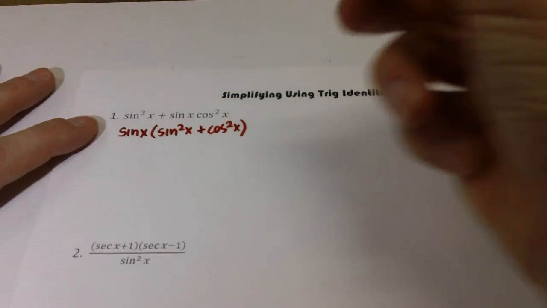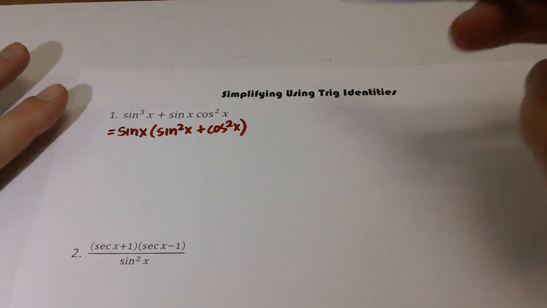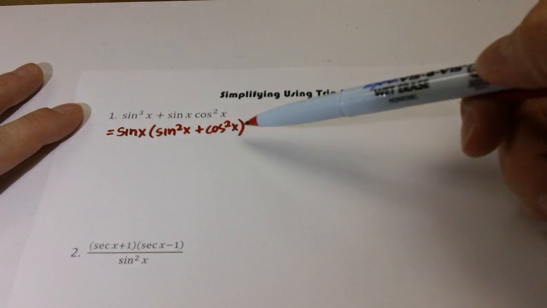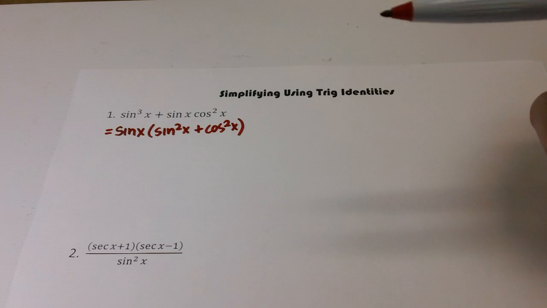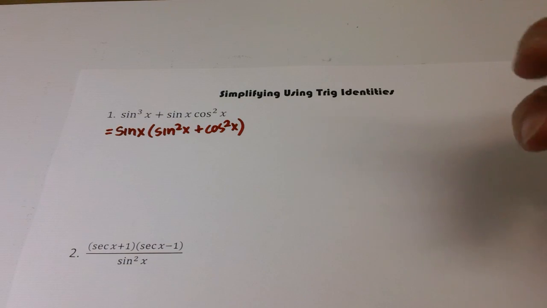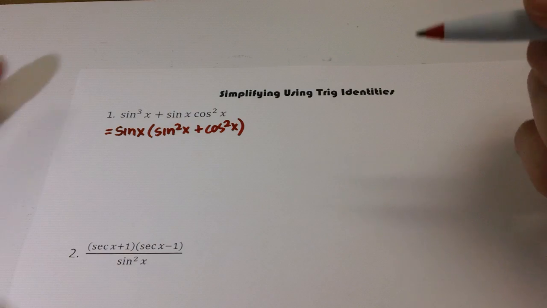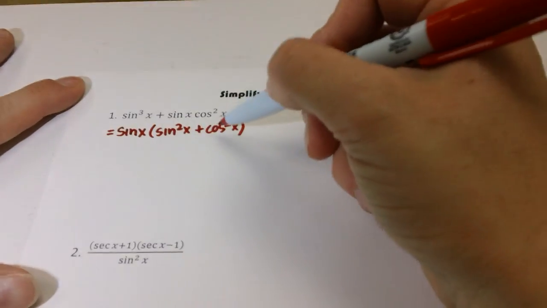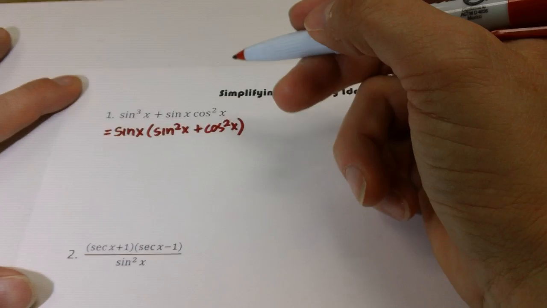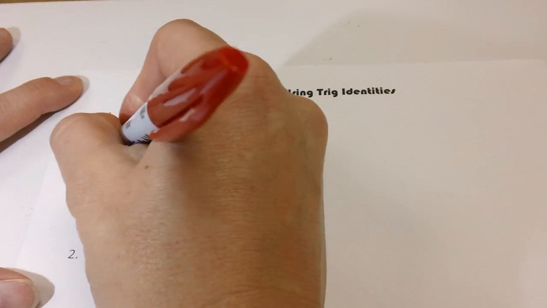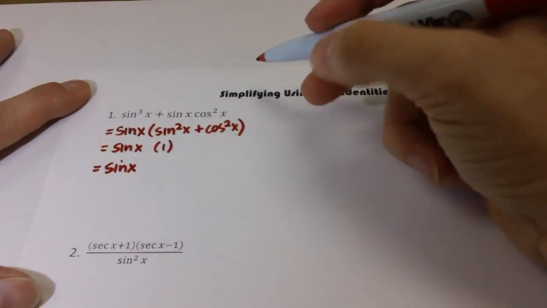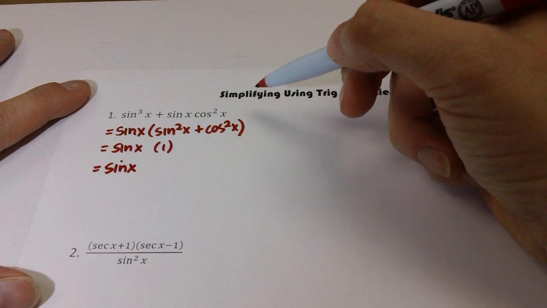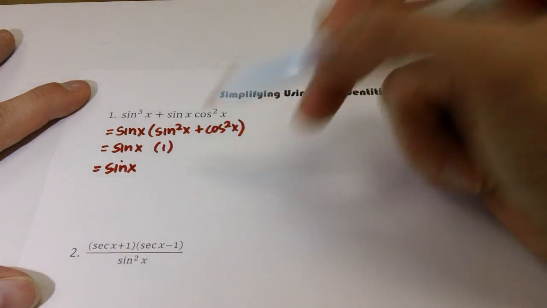Okay, when I have done this, I can instantly see that I have sine squared of x plus cosine squared of x. Anytime you're dealing with a square of those, you should automatically think of Pythagorean's identity, okay? So in this case, we're going to use Pythagorean's identity, and we know that sine squared of x plus cosine squared of x equals 1. So this is going to be equal to the sine of x times 1, which is just the sine of x. So we've taken this trig expression and simplified it down to the sine of x.